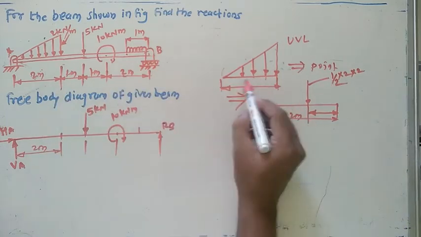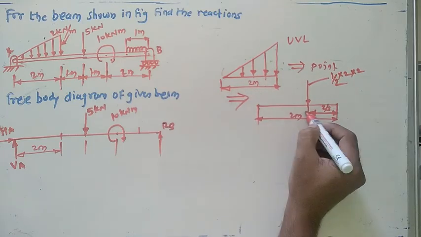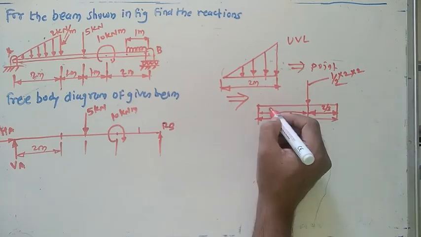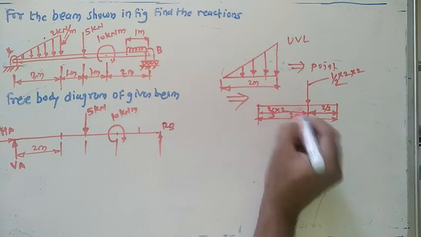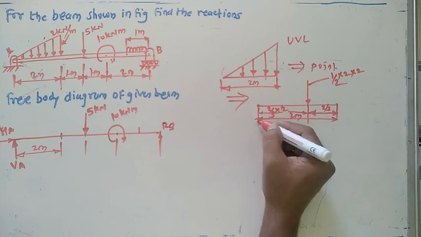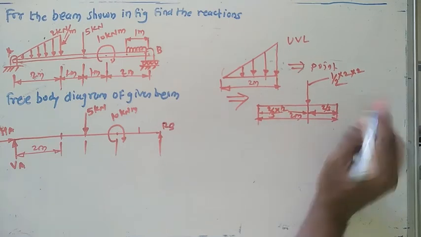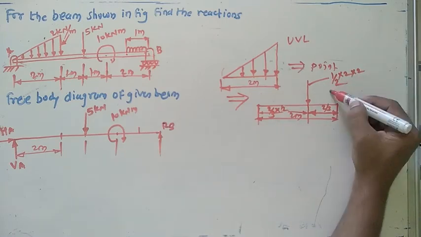What's the length given here? 2 meter. L by 3 means here 2 by 3. Okay. So what's this distance? From this side L by 3, and from this side 2 by 3 into L. 2 by 3 into L, where the entire length is 2 meter: 2/3 of 2 here and 1/3 of 2 in short. Okay. In this way we can get that distance, and in this way we can get the point load.